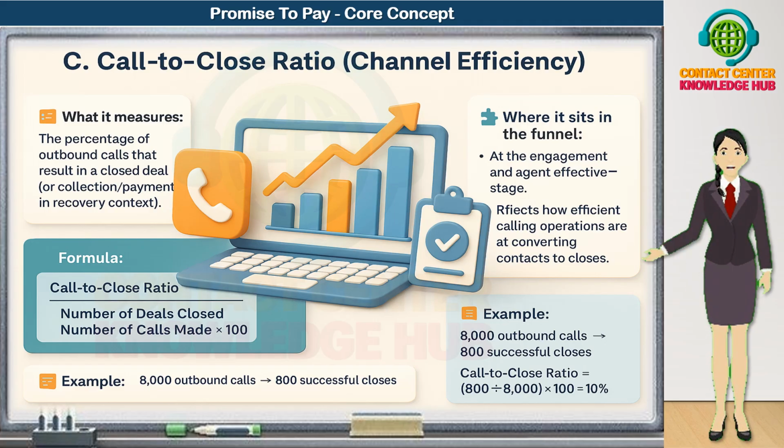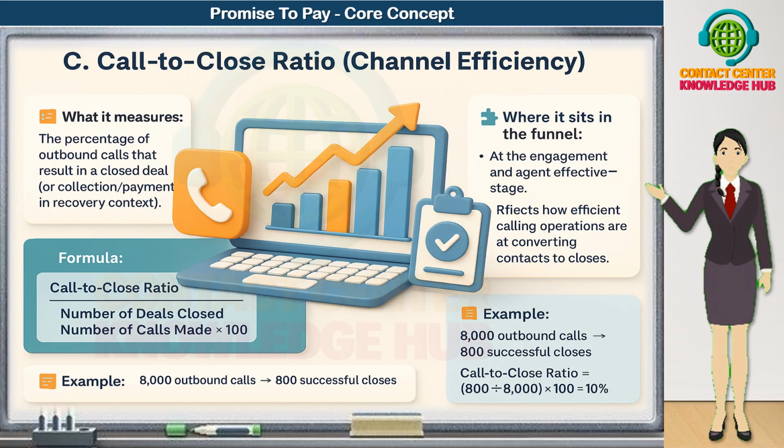What it measures: call to close ratio tracks the percentage of outbound calls that result in a successful close. In a sales context, that means a closed deal. In a collections or recovery context, it means a promise to pay or an actual payment.